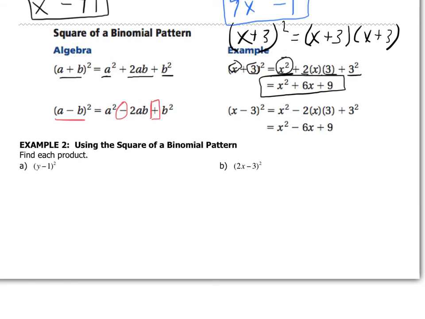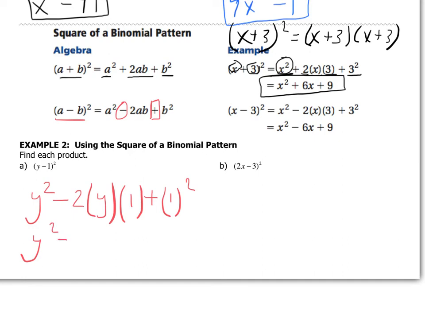So if I'm doing y minus 1 squared, okay, the a value is the y, so we're going to do y squared. We are then subtracting 2 times the a, which is y, times the b, which is the 1. And then we are adding the b squared, so 1 squared. So this is going to become y squared minus 2y plus 1.